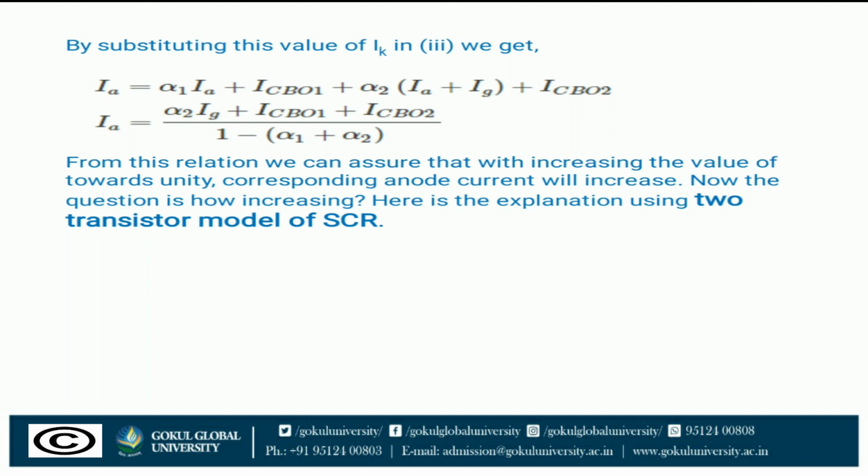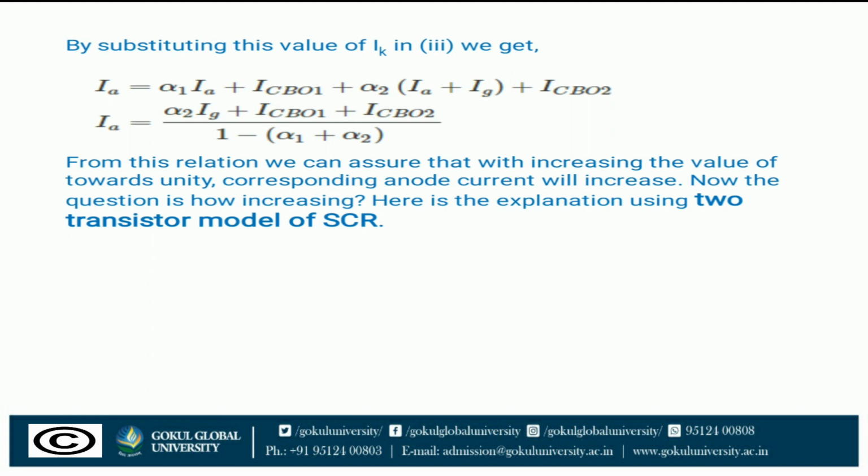From this relationship we can see that as the value of alpha increases towards unity, the corresponding anode current will increase. Now the question is how it increases. This is the explanation using the two transistor model of a thyristor.